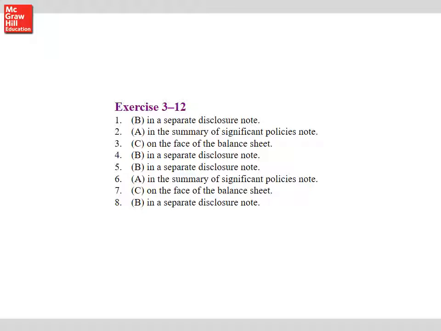In 4, a composition of investments. That'll be a separate note disclosure where we give specific information about what makes up an investment balance. Same with 5. What makes up one balance we call long-term debt on our balance sheet? Well, in a separate note, you'll list out all the loans you have. 6, how you cost inventory. That's a summary of significant policy note. A. Number of shares of common stock authorized, issued, and outstanding are on the face of the balance sheet. So you should list that information directly on the balance sheet.